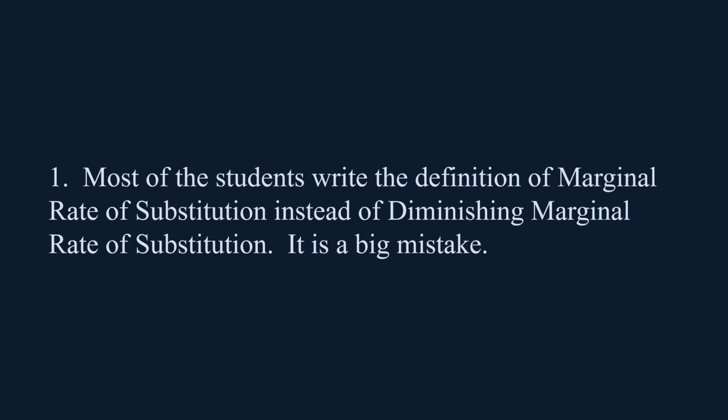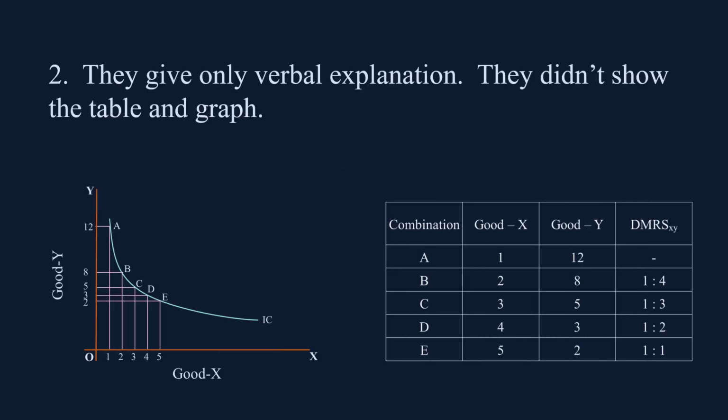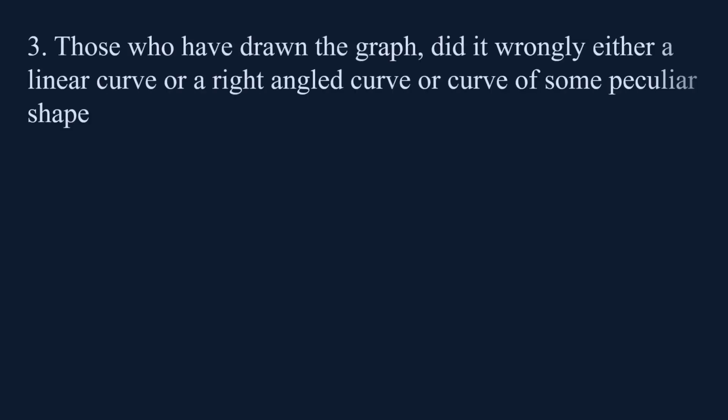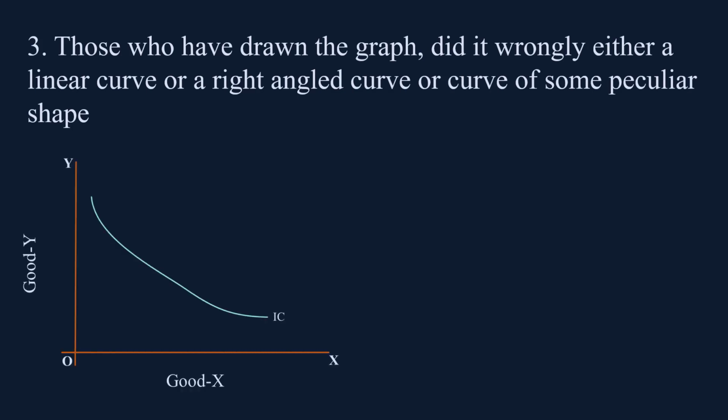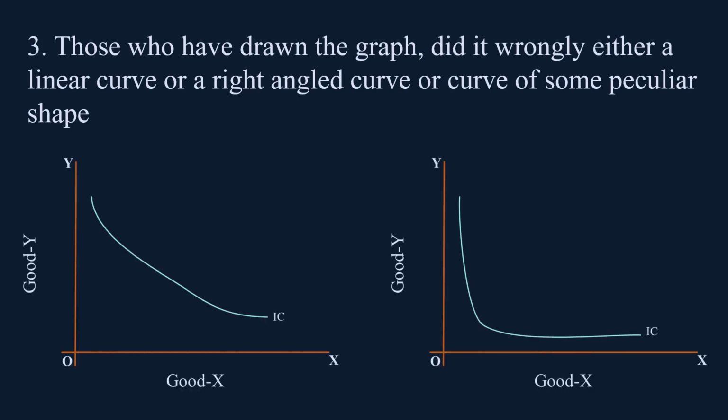Well, we shall see what, according to the board report, are the common mistakes normally students commit in answering the questions. 1. Most of the students write the definition of marginal rate of substitution instead of diminishing marginal rate of substitution. It's a big mistake. 2. They give only verbal explanation, they didn't show the table and graph. 3. Those who have drawn the graph did it wrongly, either a linear curve or a right-angled curve, or a curve of some peculiar shape.